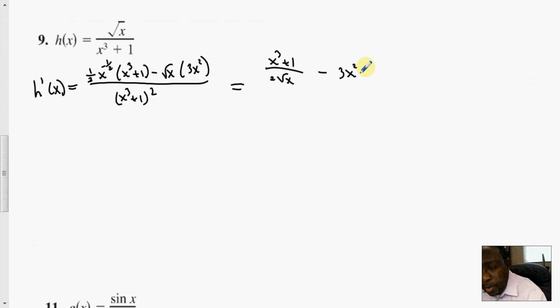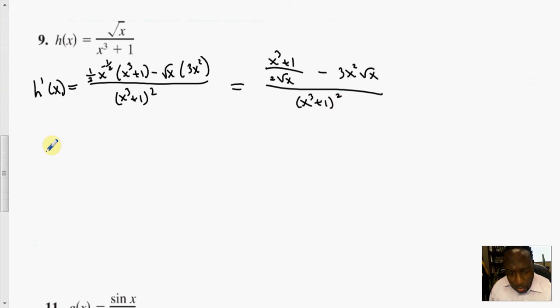Three x squared times the square root of x. This is all over the denominator to be squared. We simplify h prime of x. Take the top portion and you're going to combine those. We're going to add those two fractions. So we need to find the least common denominator, which is 2 times the square root of x.